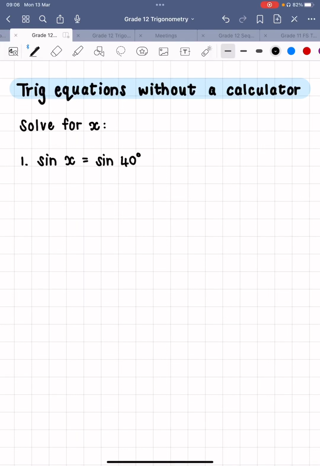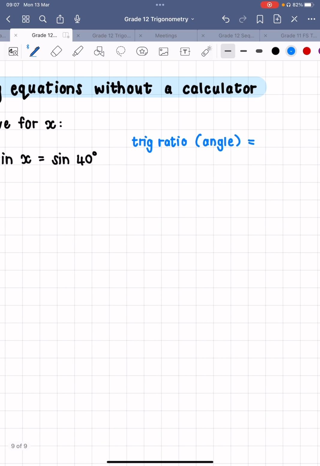Alright guys, now in the trig equations that we did on Friday, we had a trig ratio and angle equal to a number. Is that right? So we had sine x equal to, can't remember what it was, 0,75 or something. Alright, so that is what we always want. We want a trig ratio. We want an angle. And then equal to a number. Okay, that is what we were looking for in the previous questions.